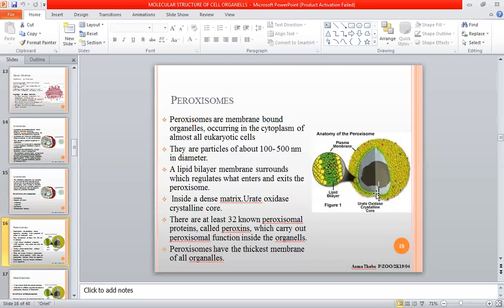Peroxisomes. Peroxisomes are membrane-bound organelles occurring in the cytoplasm of almost all eukaryotic cells. These are particles of about 100 to 500 nanometer in diameter. They have a lipid bilayer membrane which regulates entry and exit of the peroxisome. Inside is a dense matrix with a urate oxidase crystalline core. There are at least 32 known peroxisomal proteins, called peroxins.